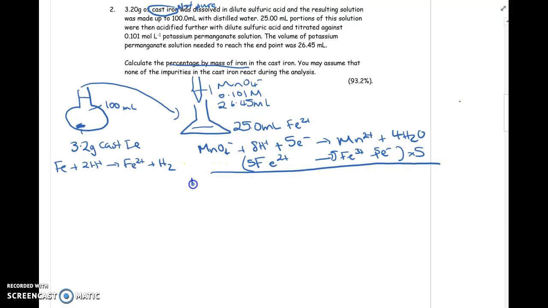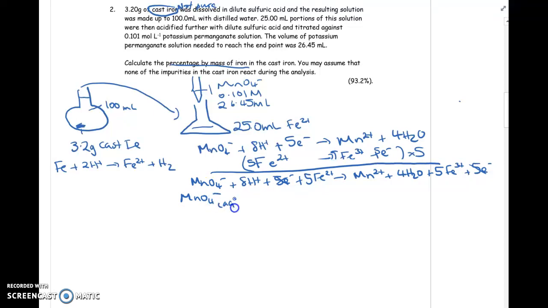Now we can add it together. We've got permanganate plus 8 hydrogen ions plus 5 electrons plus 5 iron 2 ions goes to manganese 2 ions plus 4 water plus 5 iron 3 ions plus 5 electrons. Cross, cross. And now it can be rewritten, putting in your state symbols.